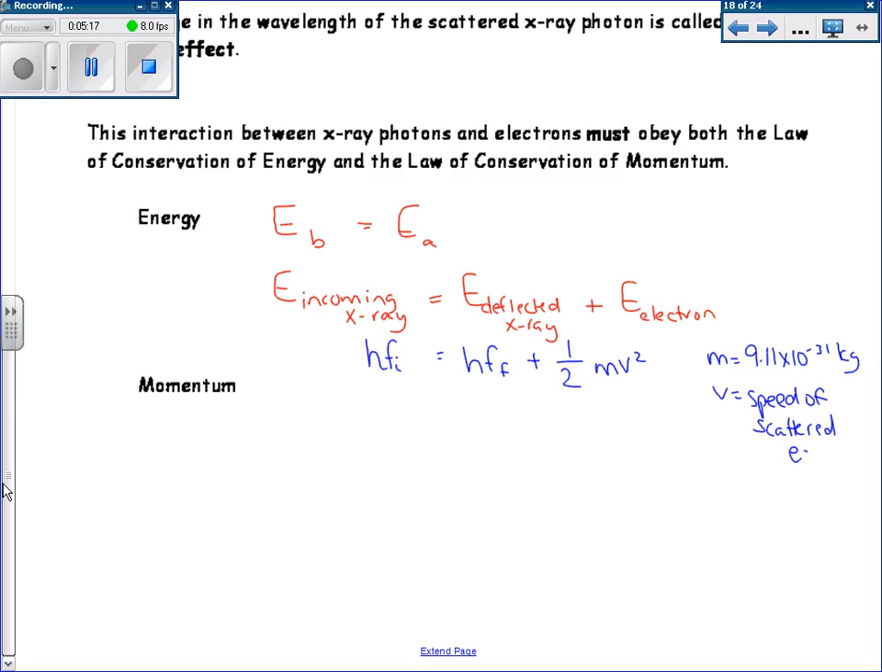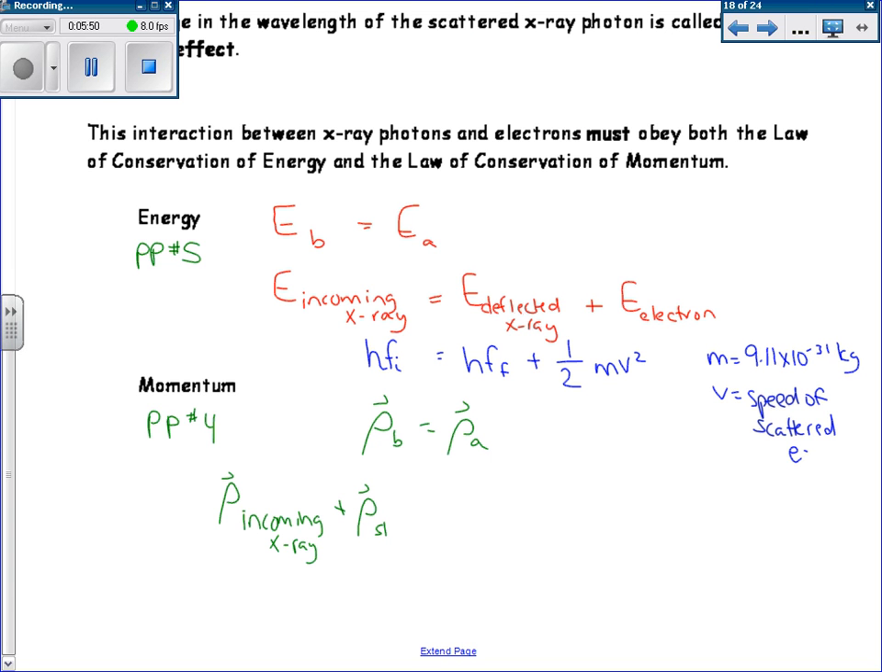In terms of momentum, and this is, the energy is physics principle number 5. Conservation of momentum is physics principle number 4. So momentum before equals momentum after. And the momentum before is the momentum of the incident, or incoming, I'll use the same language as I used above, incoming X-ray, plus the momentum of the stationary electron in the graphite.